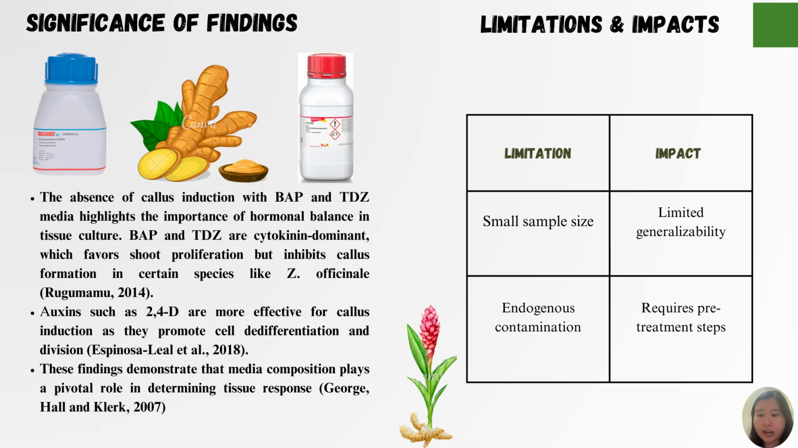Lastly, our study had limitations. A small sample size limits the generalization, and contamination from endogenous microorganisms highlights the need for an improved pre-treatment step. Despite this, the study confirms the importance of balancing auxin and cytokinin for tissue culture success, paving the way for more efficient propagation protocols.